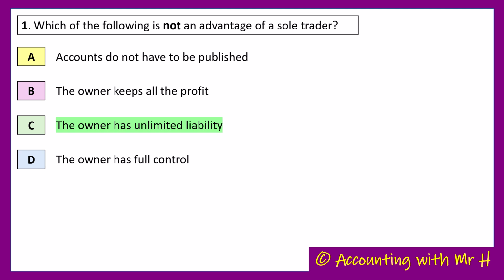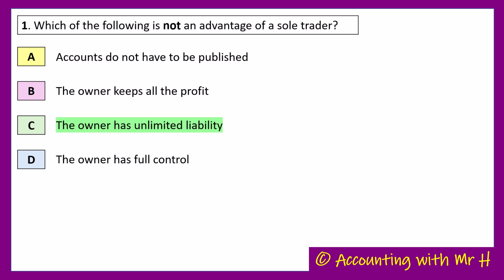Unlimited liability is actually probably the biggest disadvantage of being a sole trader. Remember, it essentially means that because there is no difference in law between the owner, the sole trader themselves, and the business, the person, the sole trader, is ultimately responsible for anything and everything to do with the business.